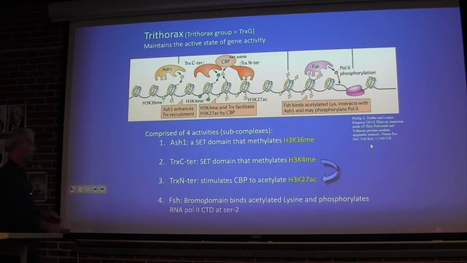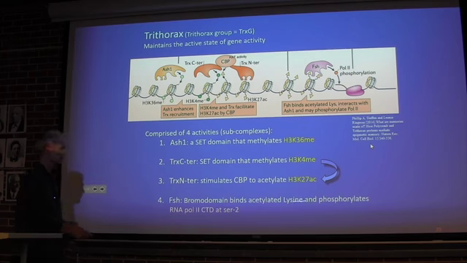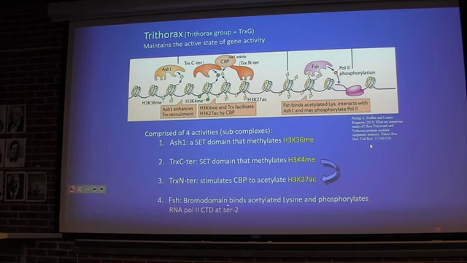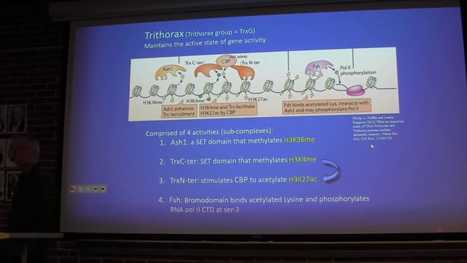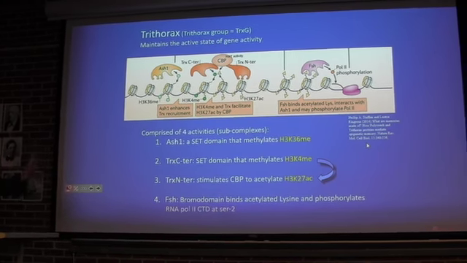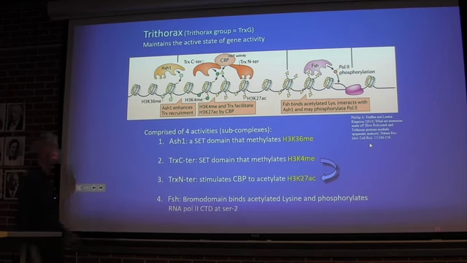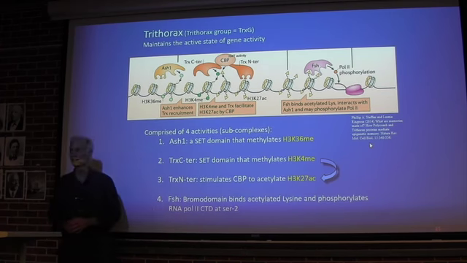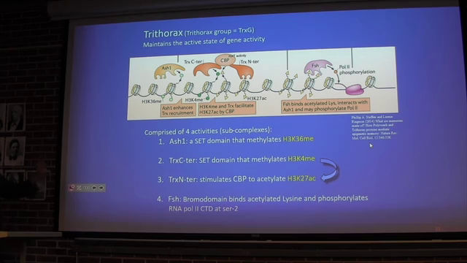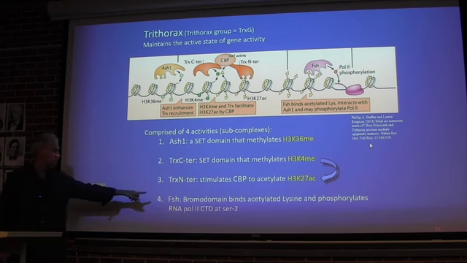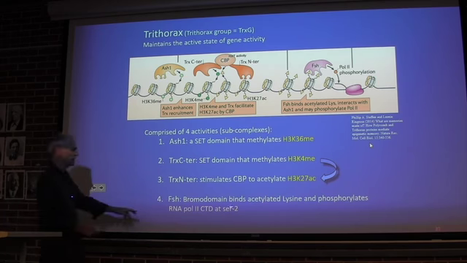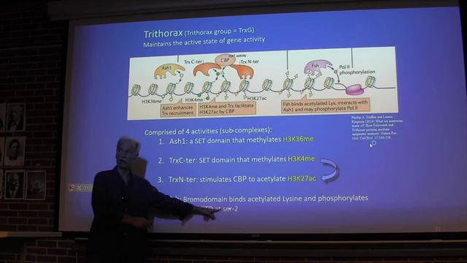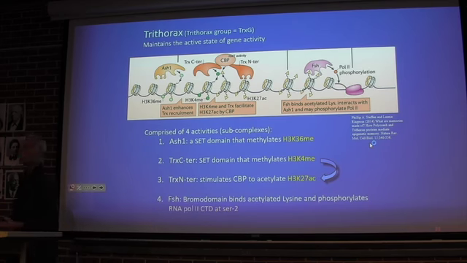And then it has bromodomains, and they bind acetylated lysines and phosphorylates RNA polymerase CTD at serine 2. See how that works antagonistically against polycomb? Polycomb is trying to prevent the phosphorylation of the CTD. Trithorax promotes phosphorylation of the CTD. Remember, this is the second one that comes around, right? This alleviates the pause, serine 2.